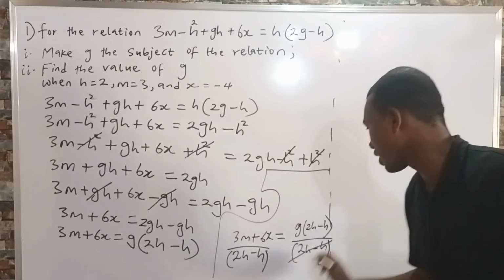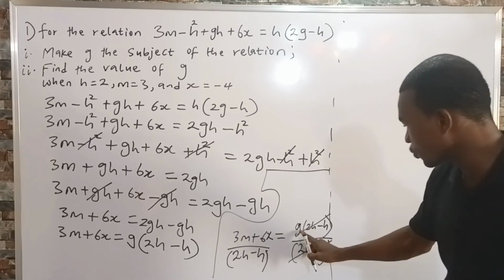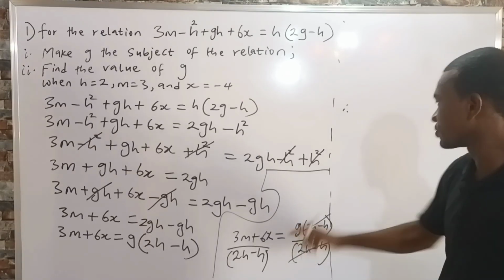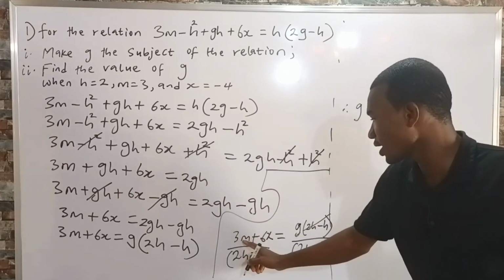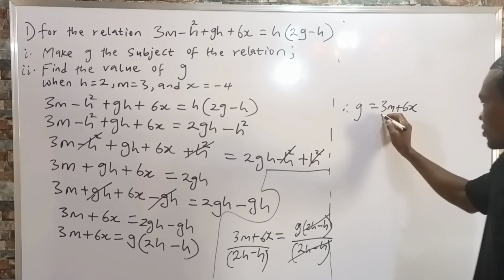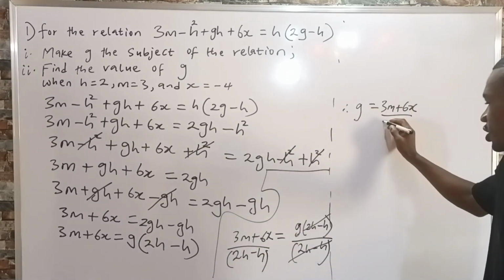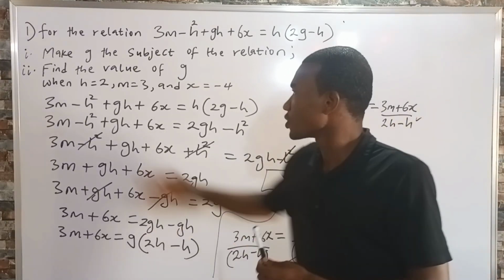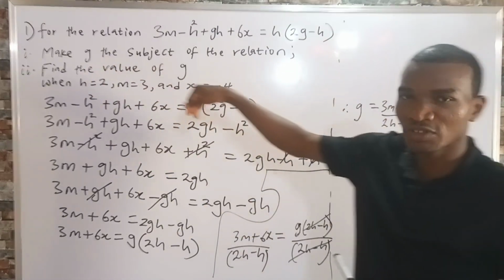Such that this cancels out this, and we are left with g alone. Therefore, let me complete it here. Our g now is equal to 3m plus 6x, and that is all over 2h minus h. All right, we are through with solving the first part of the question, where we are asked to make g the subject of this given relation.